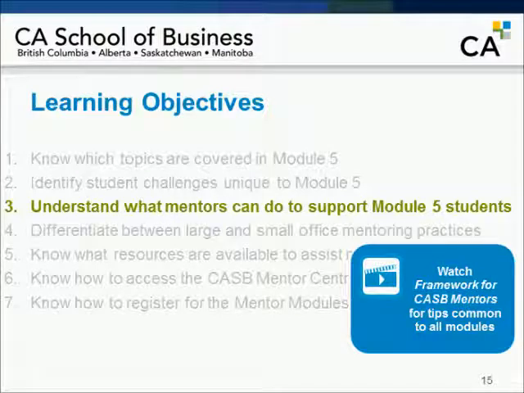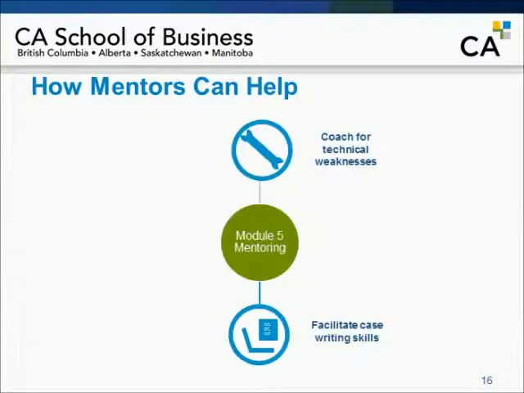Now, we'll discuss what you as mentors can do to support your Module 5 students. General mentoring tips applicable to all modules are covered in the Framework for CASB Mentor session. You can assist your Module 5 students by coaching them for their specific technical weaknesses and by facilitating the development of case writing skills.